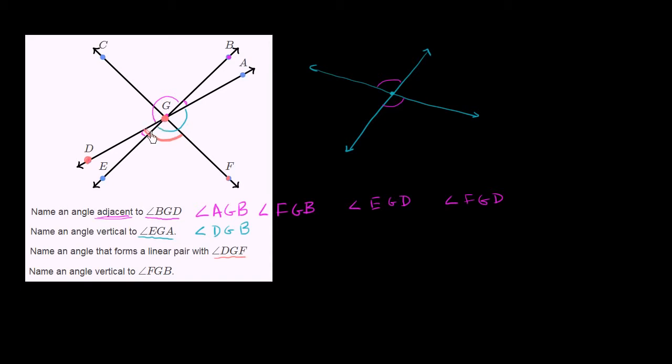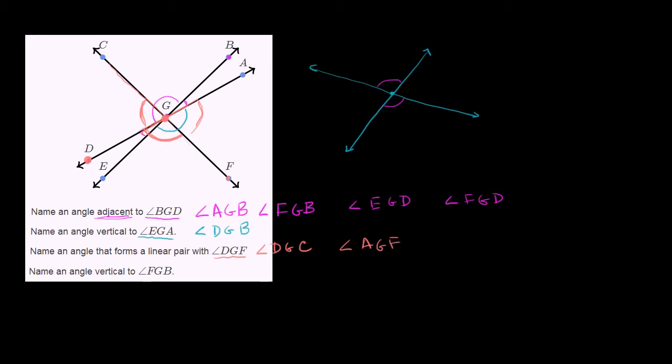So for example, if you combine angle DGF, which is this angle, and angle DGC, then their two outer rays form this entire line right over here. So we could say angle DGC. Or if you look at angle DGF, you could form a line this way. If you take angle AGF, so if you take this one, then the outer rays will form this line. So angle AGF would also work. Let's do one more.